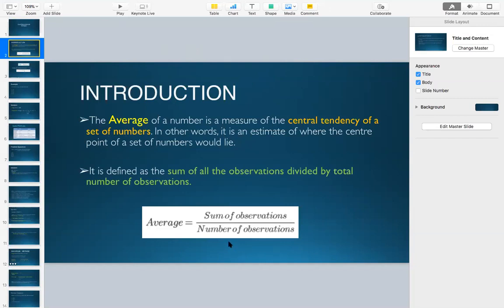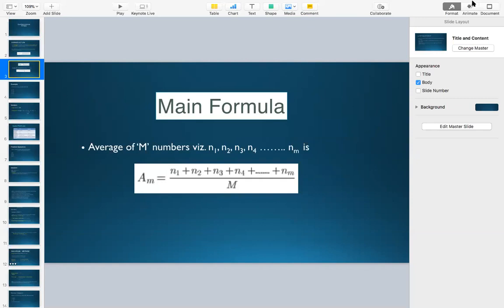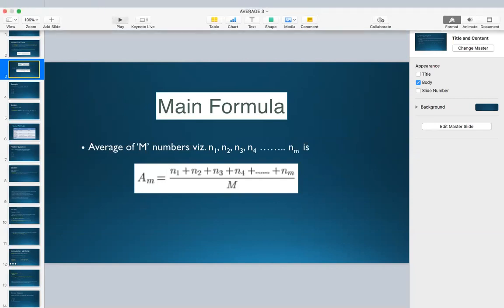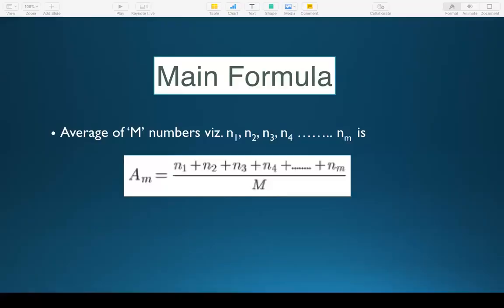Okay, now the most important formula in this chapter is sum of observations by number of observations, right? This is the main formula. If there are m numbers, namely n1, n2, n3, n4 till nm, and we have to calculate the average for all those m numbers, we add all the numbers. That value will come in the numerator divided by the number of terms. If we have m terms, we divide it by m, right? So the value of this fraction will give me the value of average.